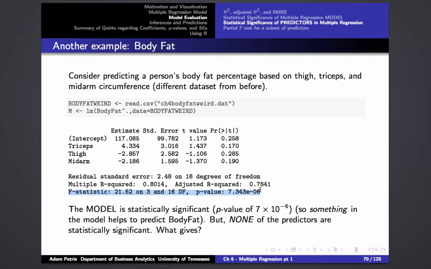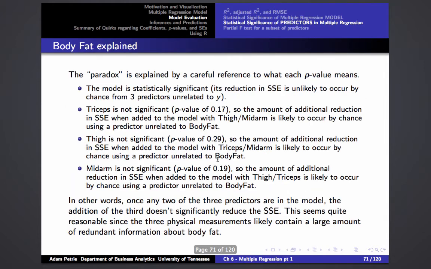There's something in the model that helps us to predict body fat percentage better than the naive model, or a model full of random unrelated predictors. However, when we look at the individual P values, we see that none of the individual predictors are significant. And so most people are left scratching their heads at this because they don't understand, hey, how can the model be significant but none of the predictors be significant? Well, let's carefully examine what significance means to explain why this must be the case. So how do we explain this paradox? Well, we know that yes, the model is statistically significant. The reduction in the sum of squared errors is unlikely to occur just by chance with random predictors.